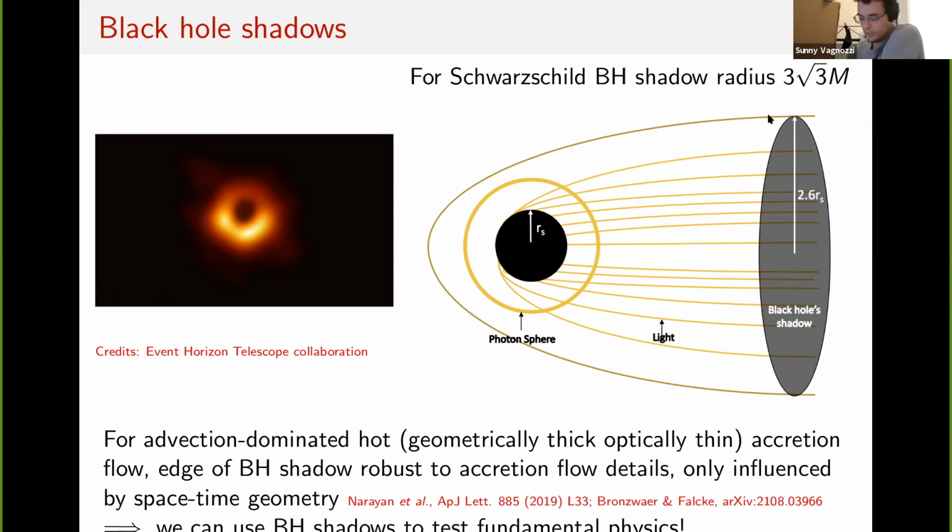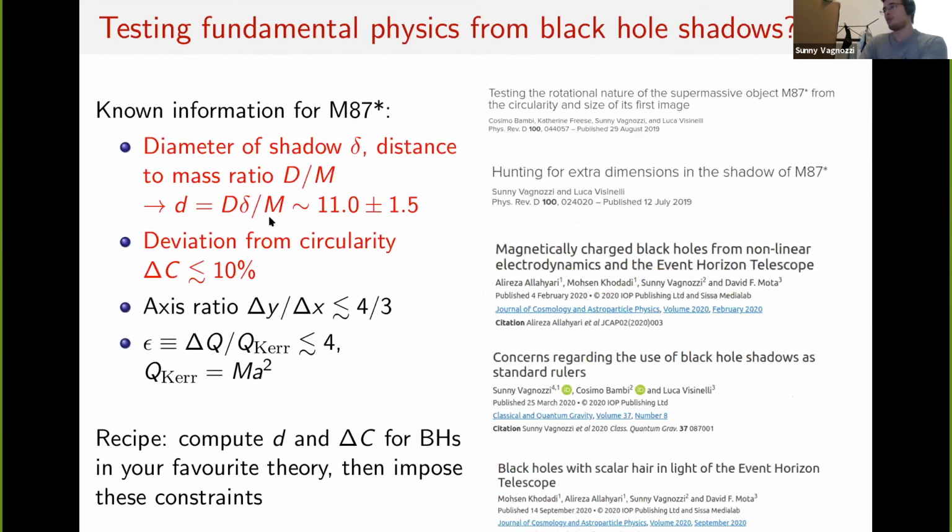Now one can ask the question, can we use this image, as rough as it is, to learn anything about fundamental physics? The answer is yes, because for the type of accretion flow which we believe describes M87, the black hole we imaged here, the size of this dark region is independent, to very good approximation, of the accretion flow details. So in other words, the size of this dark region doesn't depend on astrophysics, okay? So we can use this size to learn about fundamental physics. This is something I've been working on in the last 2 years or so. And we propose a very simple recipe, which is the following.